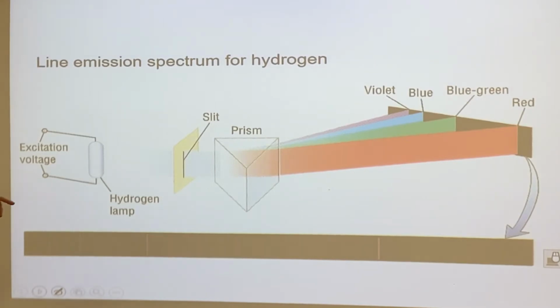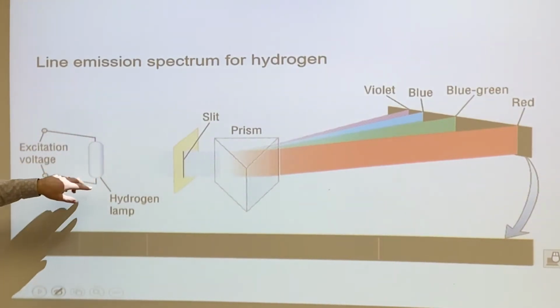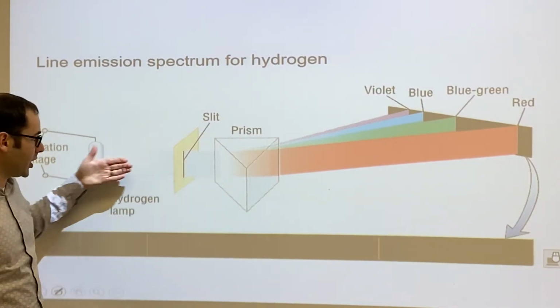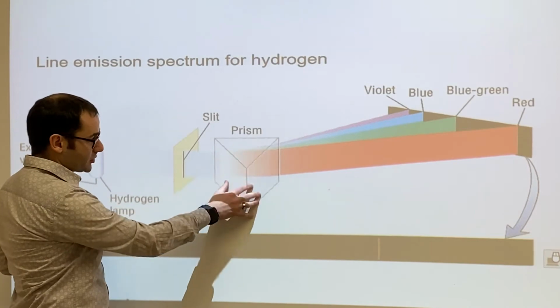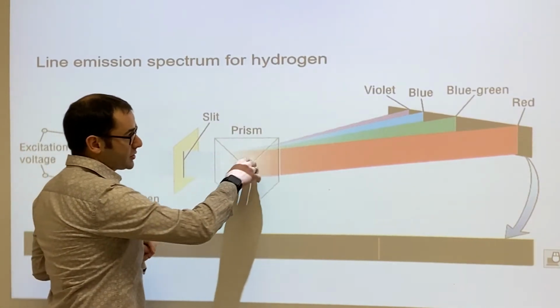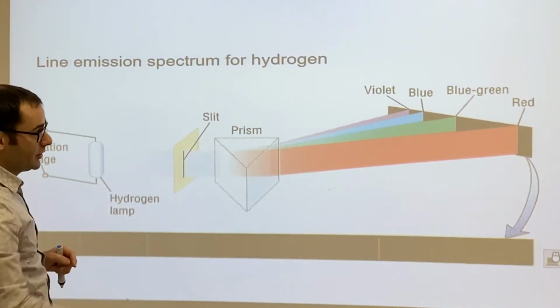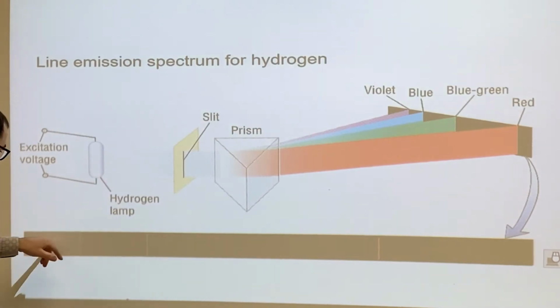So in lab we had our lamp. It was hydrogen. And then we had that light shine through our little spectroscope here. In the spectroscope, there was a prism. That prism split up the light into all the different wavelengths. And then when you looked at it, you would see this band.